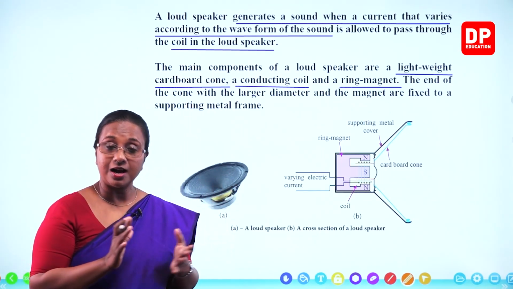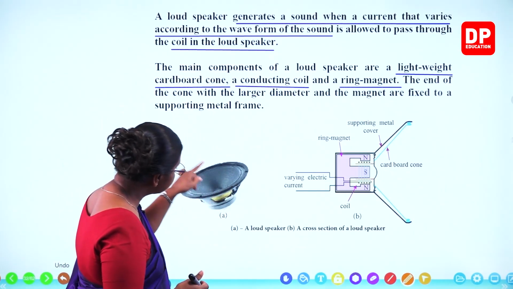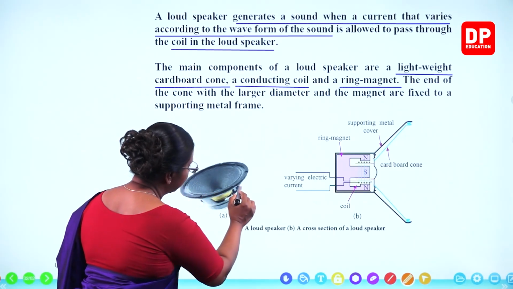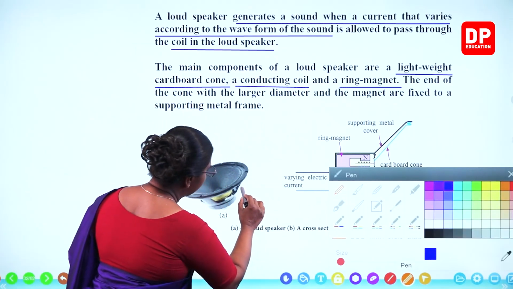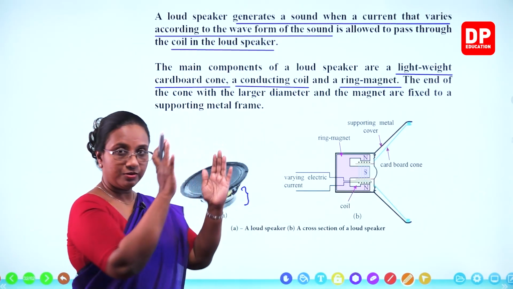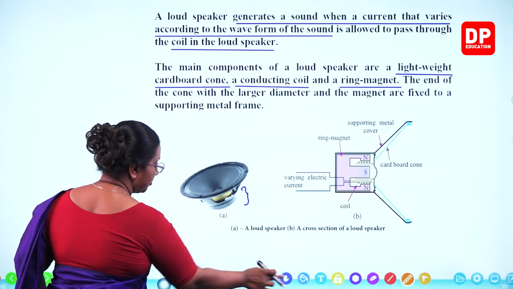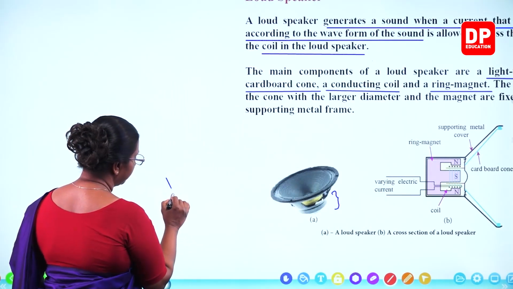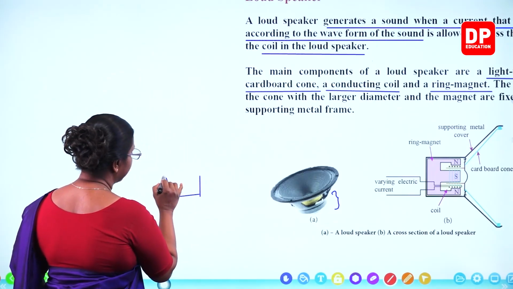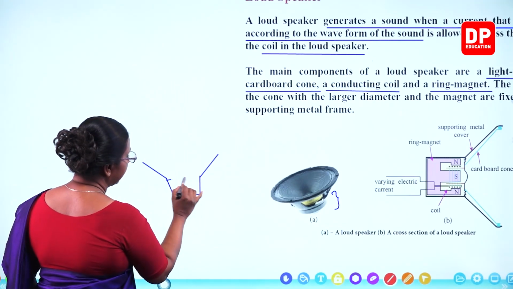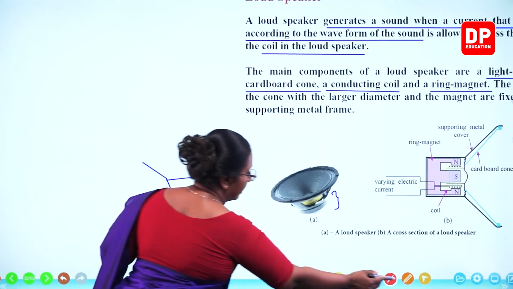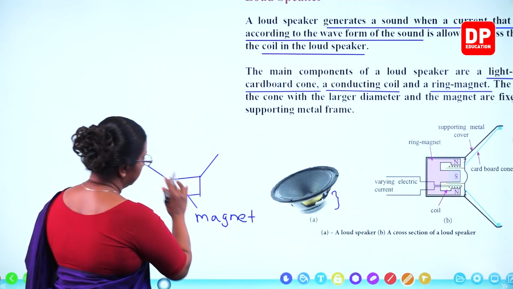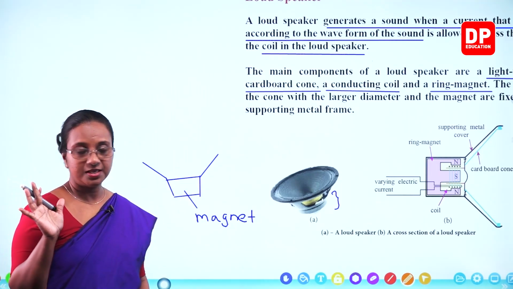Inside that there is a cardboard cone and that is connected to the magnet that is there in this part. Within this part only, the magnet is there, where you have a cup-like structure. Diagrammatically, it's given there also. So you are going to have something like that: a cone, and inside this we have the magnet. So that is how you get the cone-like structure. Is that clear?